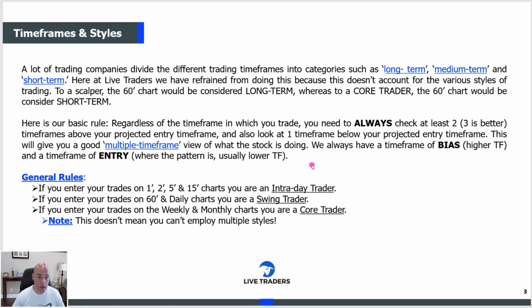But the key here, guys, relates to multiple time frame analysis. Regardless of the time frame in which you trade, whether you're an intraday trader, a core trader, or a swing trader, you should always be looking at at least 2, 3 is better, time frames above and below your projected entry. For example, if you're trading on a 15-minute chart, you should be looking at the 5-minute and the 2-minute. You should be looking at the 60-minute and the daily just to get a better idea.